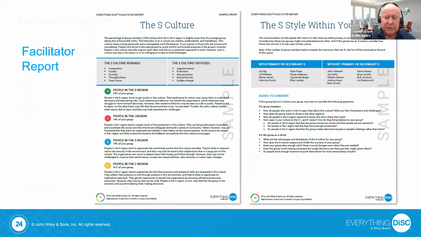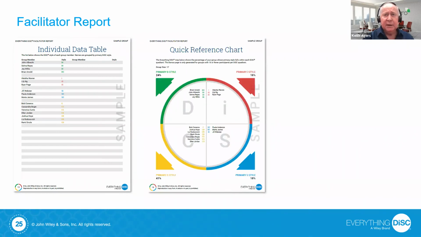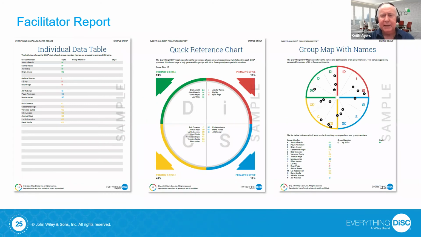Okay. There's also some additional reports in the facilitator report because we've got names. So here we see a list of all of the individuals by style. So that's a handy thing for a facilitator to have. There's also this quick reference chart where you can see the names of people in each of the 4 quadrants, but it doesn't tell you where their dot is. So the next report does that, all right? Group map with names, and each dot has a letter of the alphabet in it. So you can look down at the list at the bottom there to see who's who, okay?